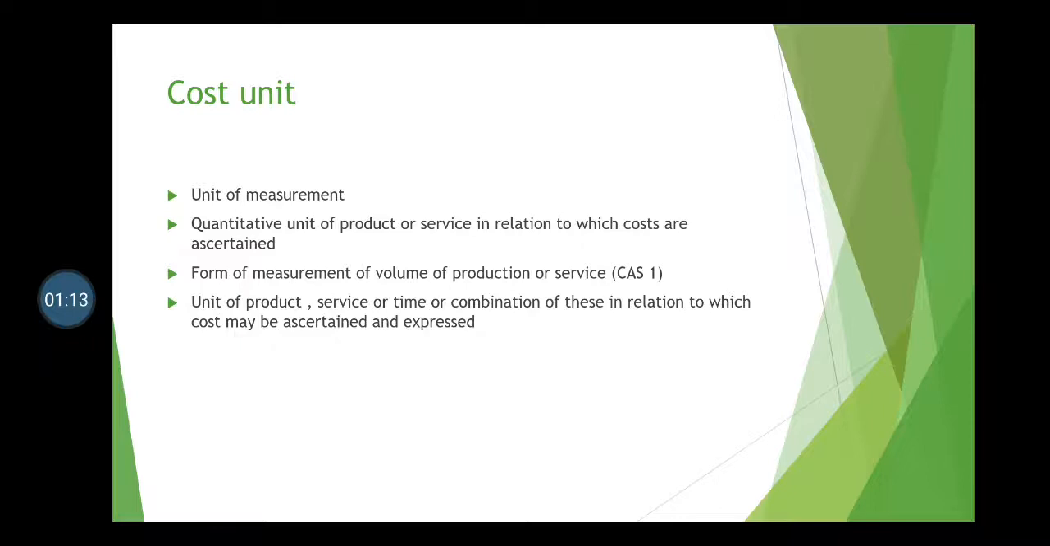Now in case of sugar, it is measured in ton or kilograms. So it's a product. Now in case of hospital, the cost is measured per bed per day. So we have two aspects here. One is service, the other one is time. That is a combination of two aspects, service and time. So cost unit is the unit of a product or a service or a time or a combination of these in relation to which cost may be ascertained and expressed.